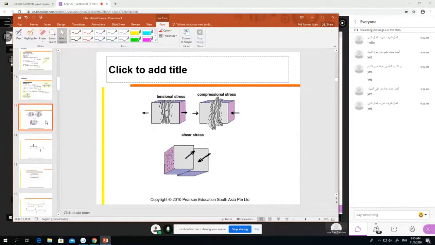Here is the example I have shown you. So far, what have we learned? If we put tension on something, it will be cut like this. If you put compression, it will break like this. And the shear force is like this.